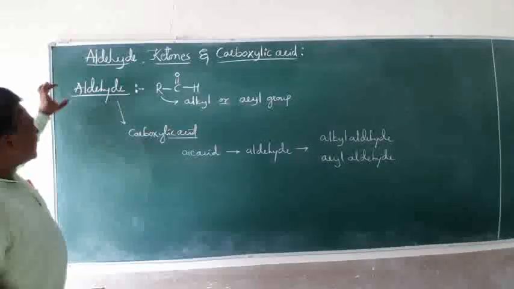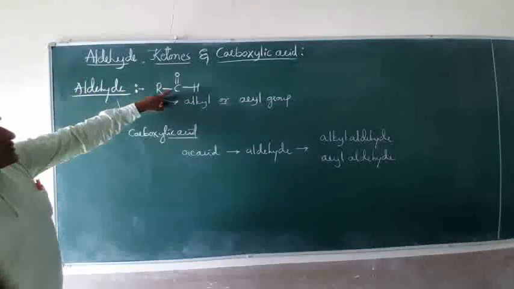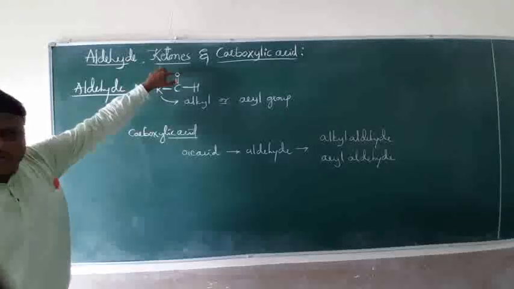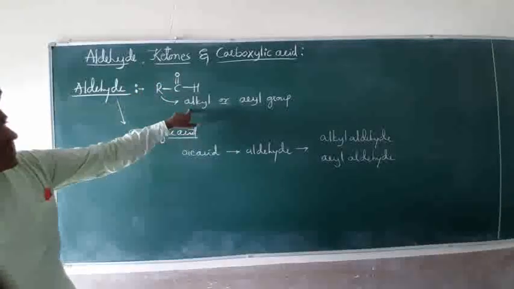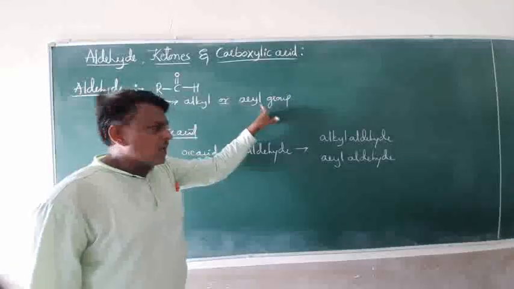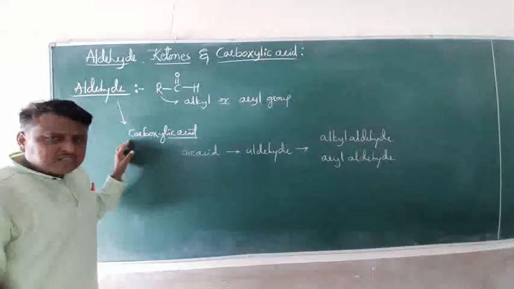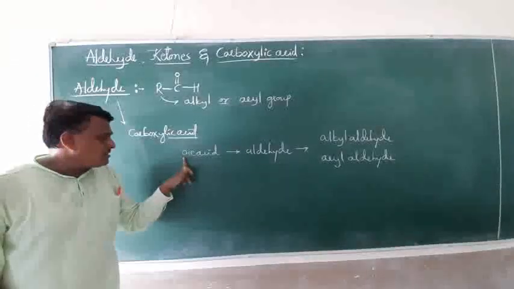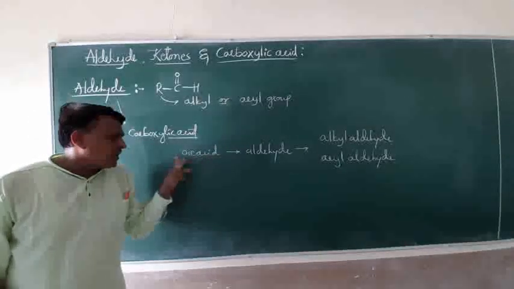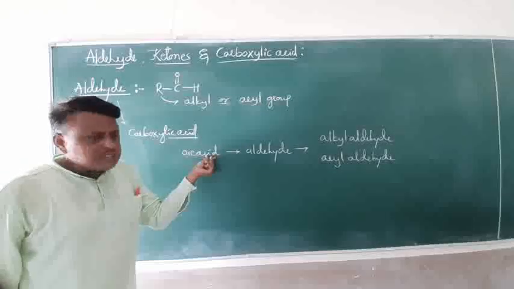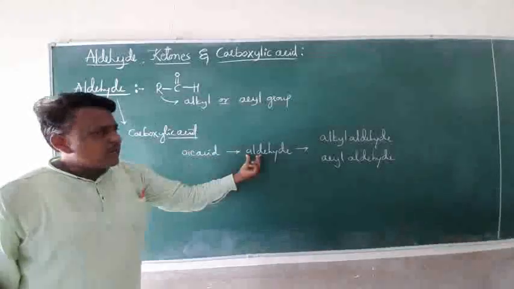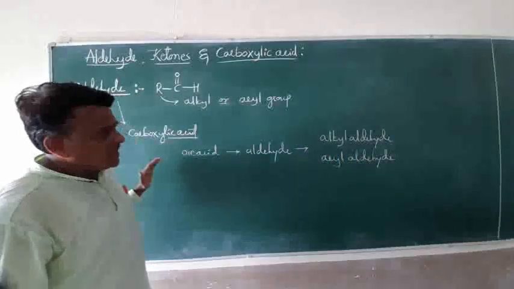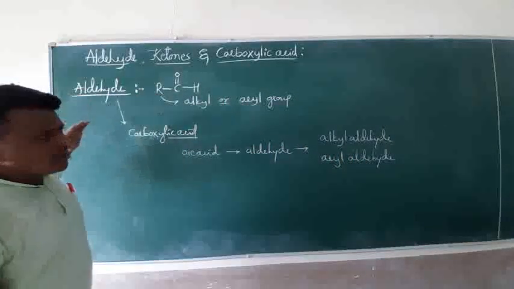This is the simple story behind your aldehyde. I repeat, aldehydes are one of the carbonyl carbon compounds with the general formula RCHO. R stands for either alkyl or aryl groups. These aldehydes are derived from carboxylic acids, where the OIC acid is replaced by aldehyde, written as alkyl aldehyde or aryl aldehyde.